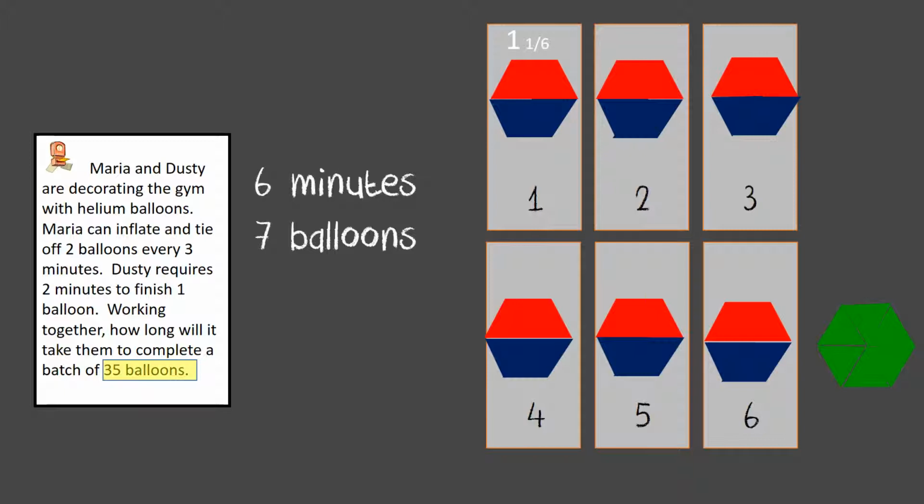Okay, so going on from there, I still need to figure out 35 balloons. So if I take the 35 and divide it by the 7 that I can do in 6 minutes, I get 5, and then 5 times 6 equals 30 minutes to complete all 35 balloons. All right, so you see how you can use pattern blocks to figure that out?